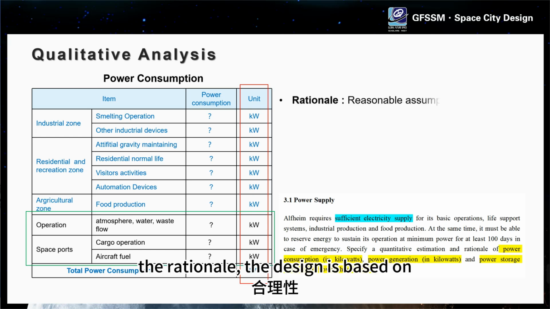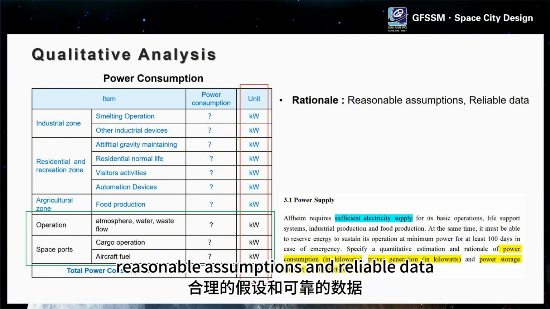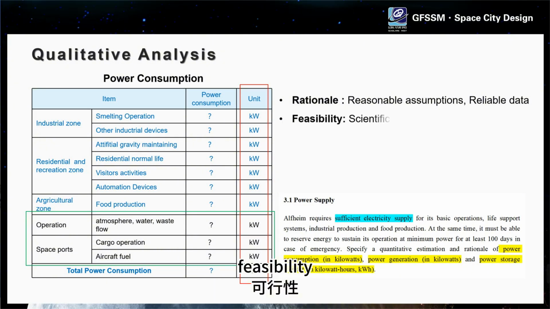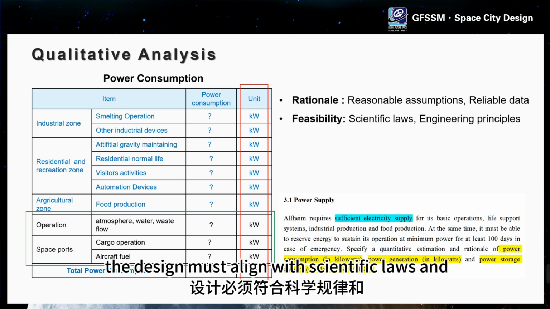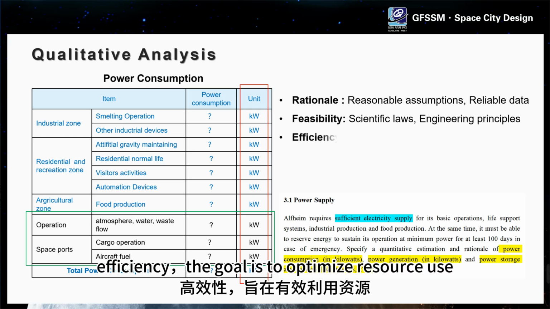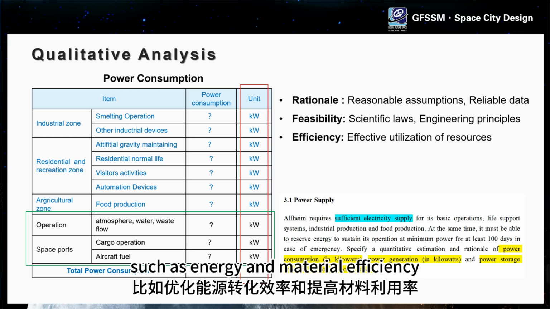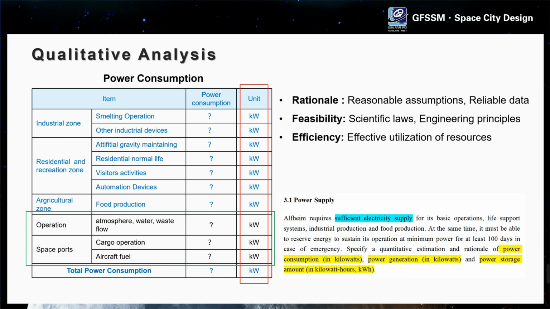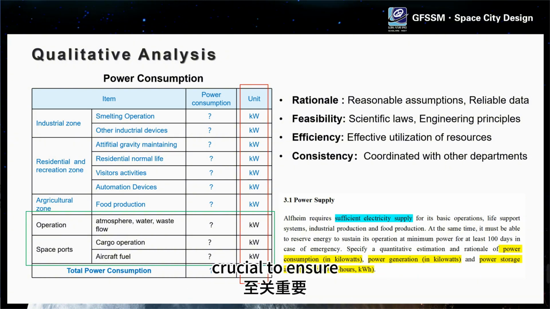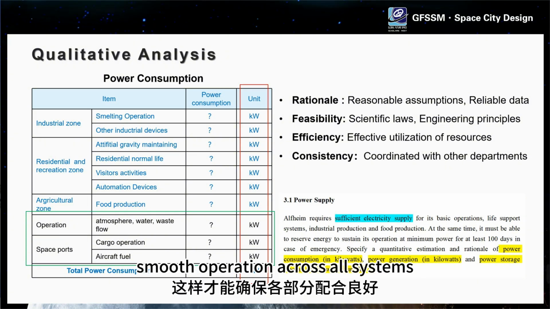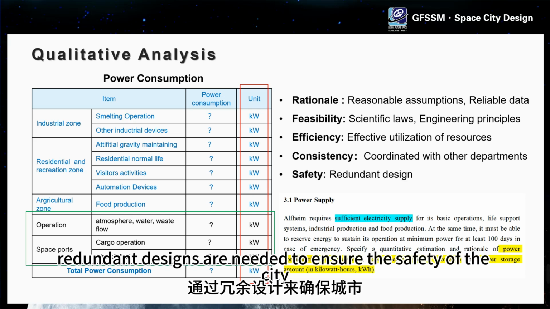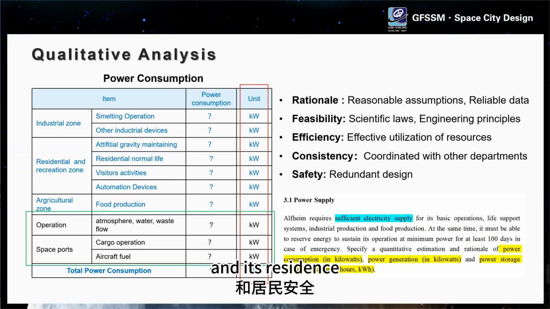In the design of a space city, several key principles must be followed. The rationale: the design is based on reasonable assumptions and reliable data, forming its foundation. Feasibility: the design must align with scientific laws and engineering principles. Efficiency: the goal is to optimize resource use, such as energy and material efficiency. Consistency: coordination with other departments is crucial to ensure smooth operation across all systems. Safety: redundant designs are needed to ensure the safety of the city and its residents.